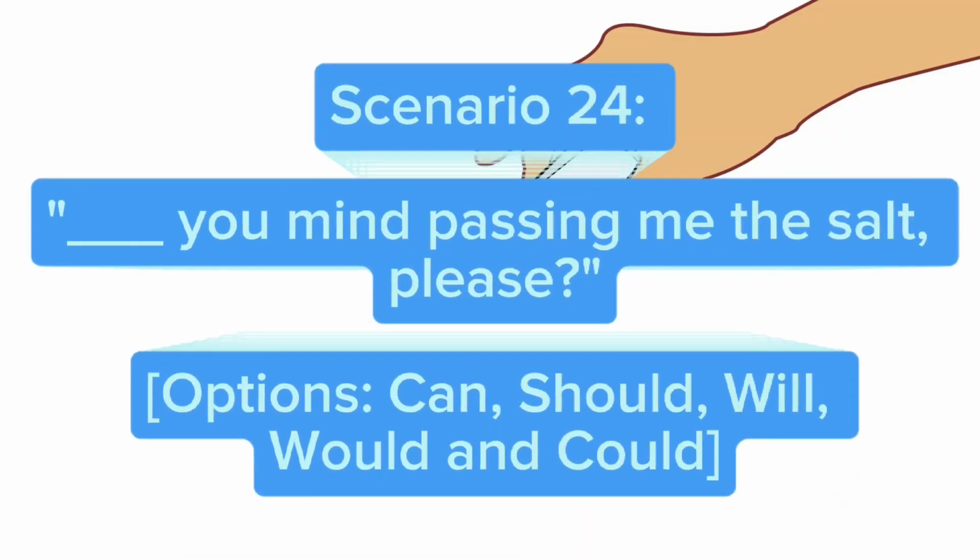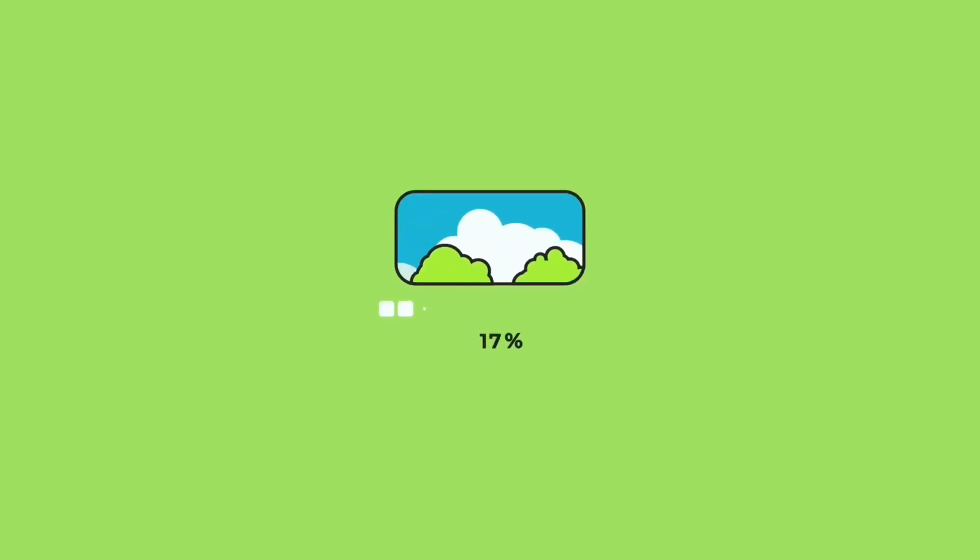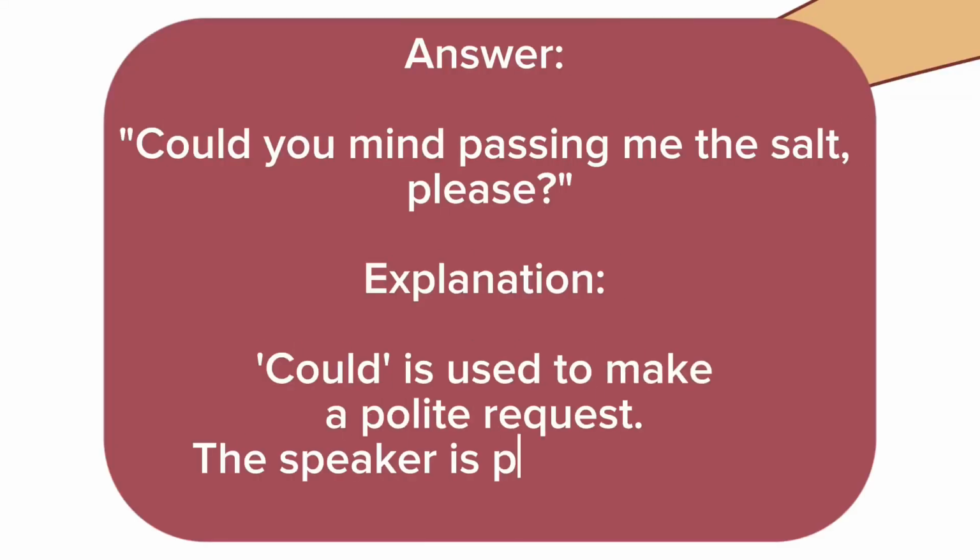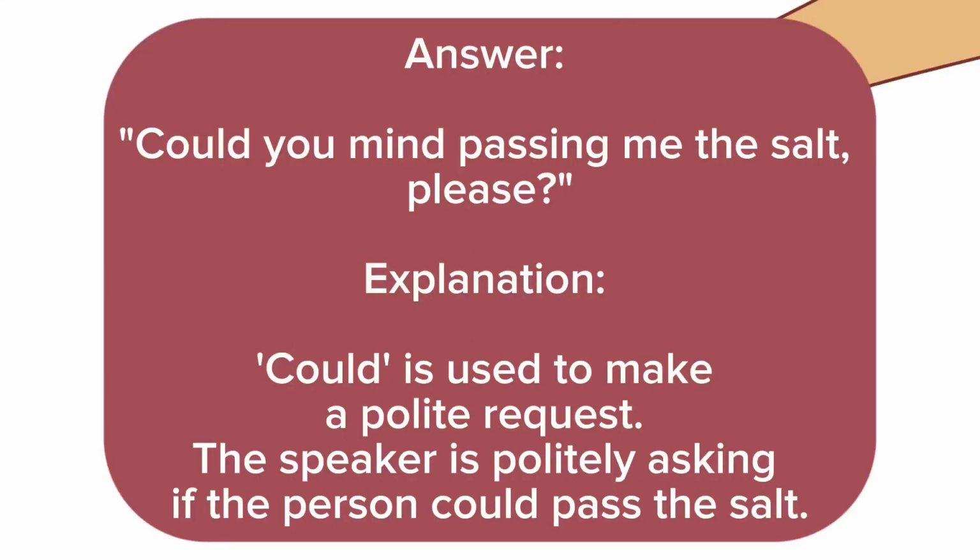Scenario 24. You mind passing me the salt, please? Options: can, should, will, would, and could. Answer: could you mind passing me the salt, please? Explanation: could is used to make a polite request. The speaker is politely asking if the person could pass the salt.